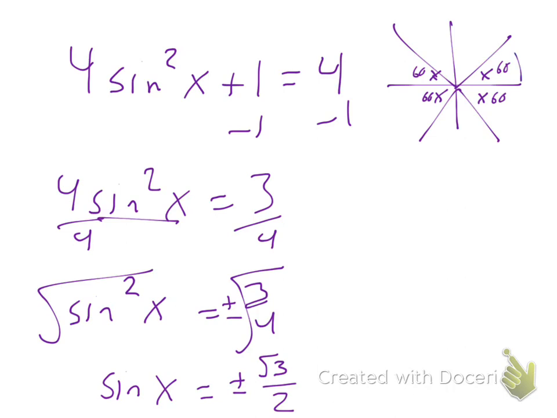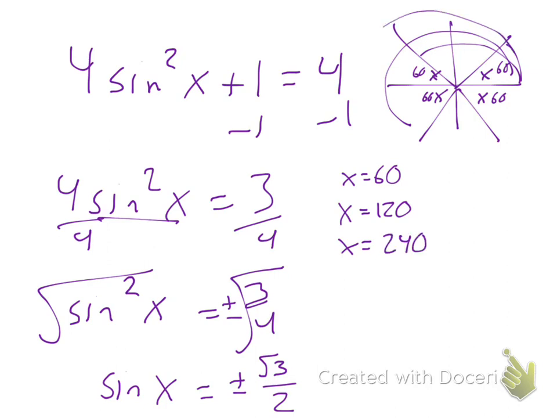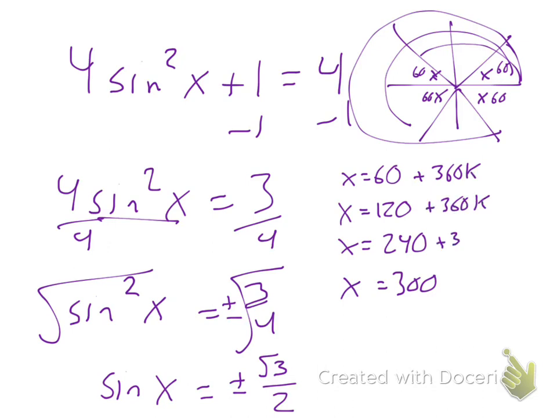Here's the cool thing. How do I get to 60? X is 60. How do I get to the next one? It's 120. How do I get to this one? 240. How do I get to this one? Now, since I'm asking you to solve this, each one of these has to have plus 360k. And you just solved it.